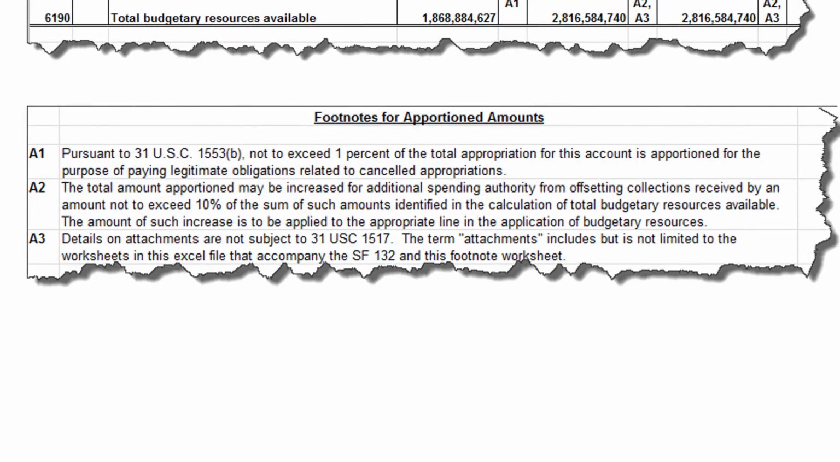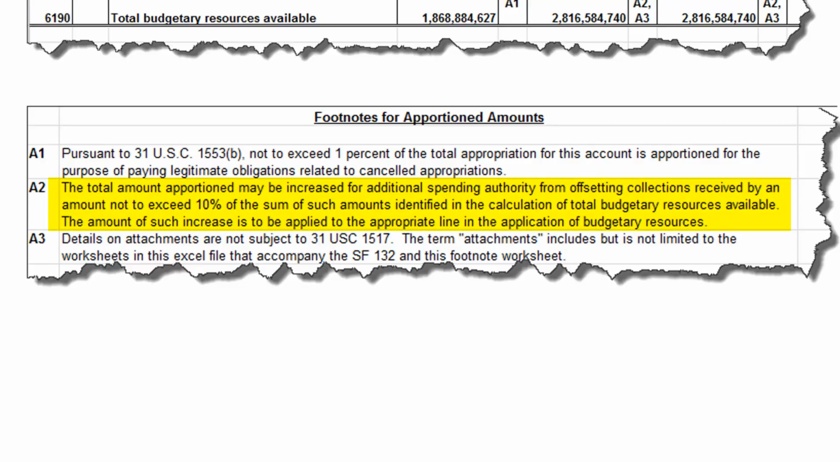Accounts that need to increase resources frequently, such as offsetting collections or recoveries, often use another flexibility footnote. This third flexibility footnote allows agencies to increase their spending authority from offsetting collections or recoveries without resubmitting an apportionment. Here's a typical sample from a Food and Drug Administration apportionment.